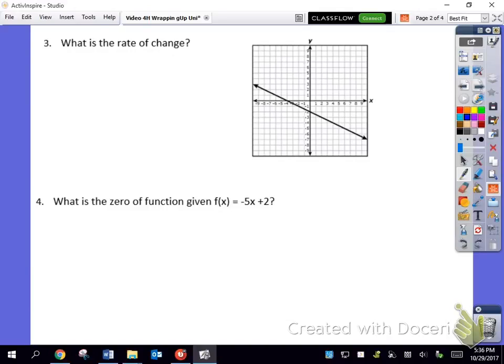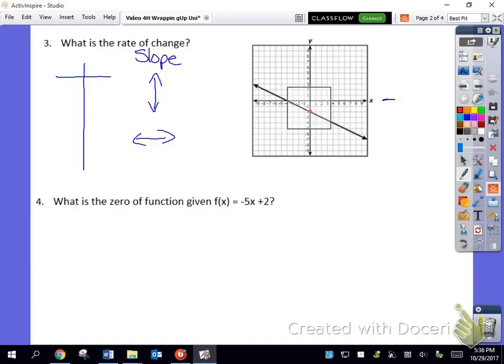What is the rate of change? So remember, rate of change is slope. Now, you have two ways to do this. You can either set up a table and look for ordered points, or you can do the rise over run, okay? I'm going to do the rise over run first, and then we'll double check it with some ordered pairs. But you can do either one. First of all, it is decreasing, so I know it's negative.